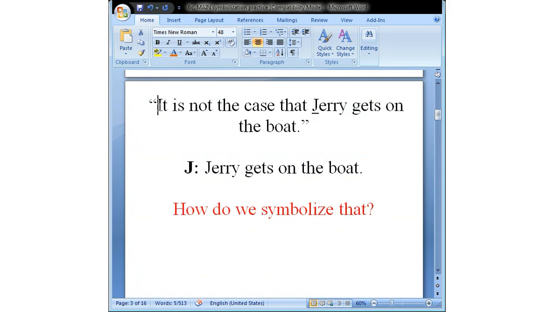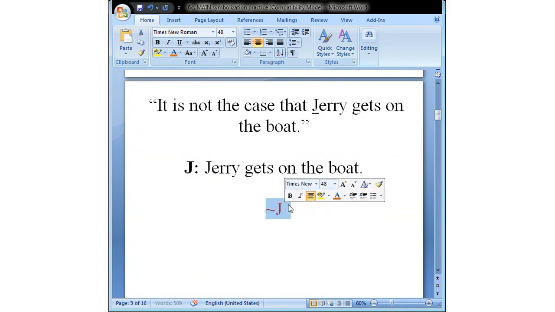Now, how do we symbolize it is not the case that Jerry gets on the boat, given that J stands for Jerry gets on the boat? How do we symbolize that? Negation J. That's right, negation J. That would be the correct answer. And notice it's a compound proposition because at this point we need to introduce a connective, right? It's a one-place connective, but it's still a connective. So not something, there's a space after it, and whatever comes in this space over here is the thing that's being negated by that symbol.